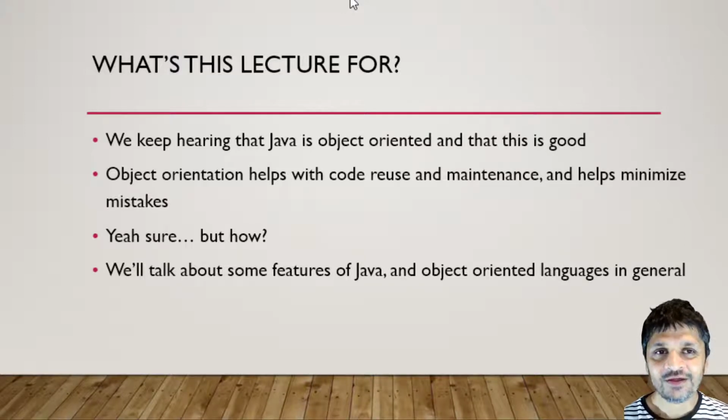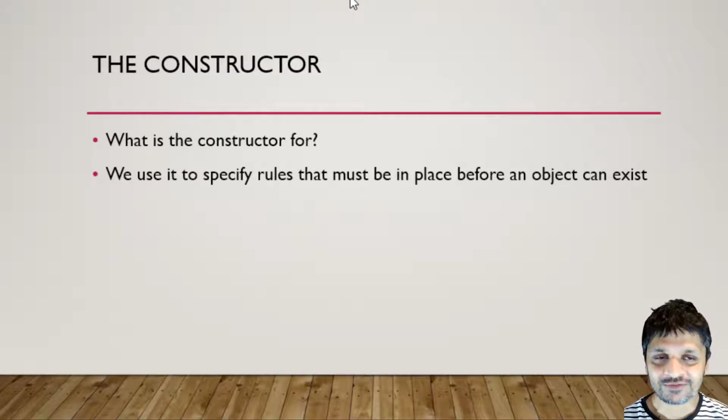Okay, so the first feature we're going to talk about is the constructor, and the question is, what is the constructor for? You've seen constructors in C++, and if you remember correctly, it's a method that has the same name as the class, and we use it to initialize variables and do some stuff. But what is it really for? Why does it exist? Well, we use it to specify rules and procedures that must be in place before an object can exist.